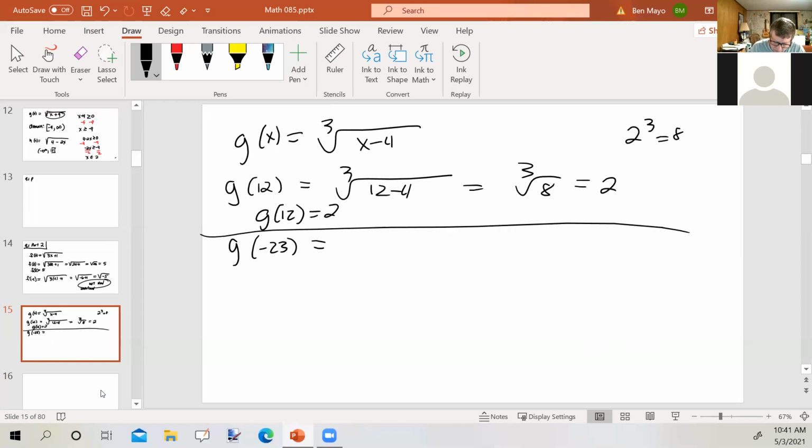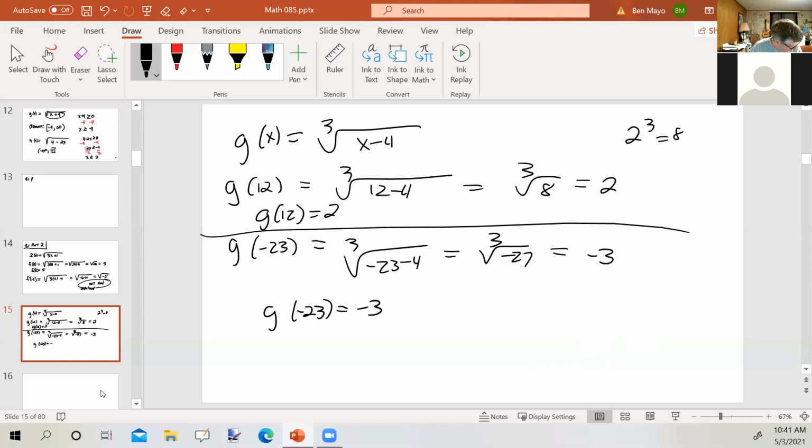Let's see here, g of negative 23 would be the cube root of negative 23 minus 4, which is the cube root of negative 27. We can take an odd root of a negative number. The cube root of negative 27 is negative 3. So g of negative 23 is negative 3. Any questions about those examples?